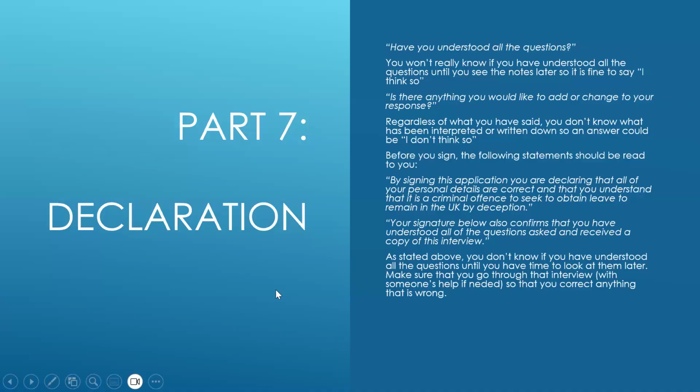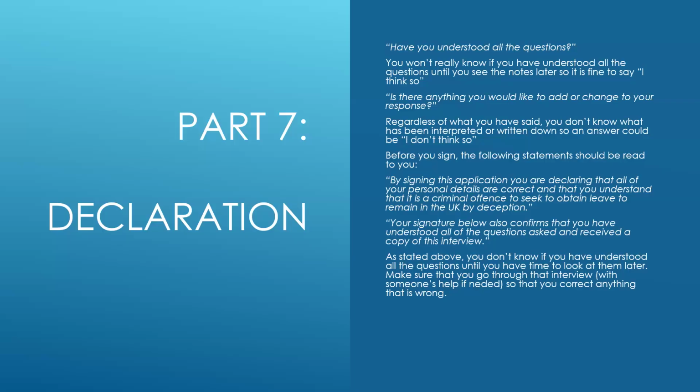They go on to ask, is there anything else you'd like to add or change to your response? But regardless of what you've said, possibly through an interpreter, you don't know what's been interpreted. You do not know what has been typed up or written down. So an answer that you could give could be, I don't think so, because you don't know. So you're not saying there's nothing I want to add or change because you don't know yet if there's something missing, something that you said that wasn't recorded. You could always add, but once I've read it, there might be something I want to add or change.